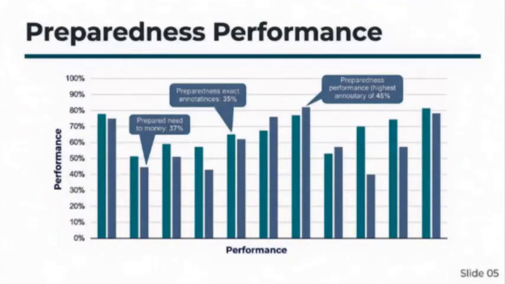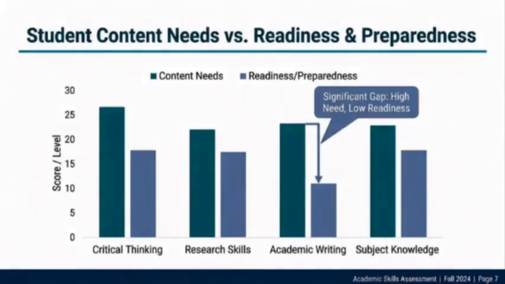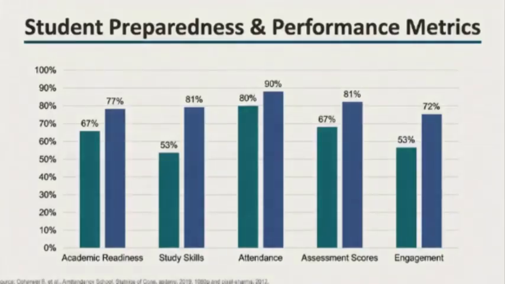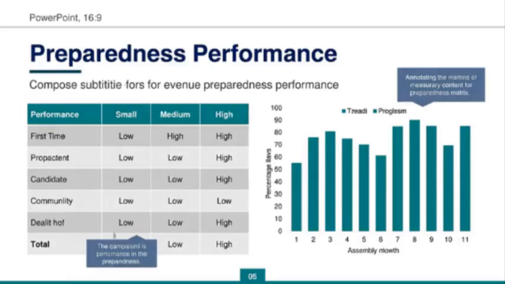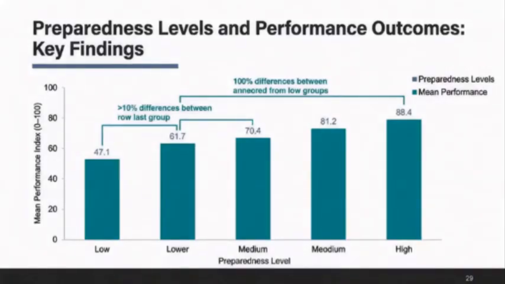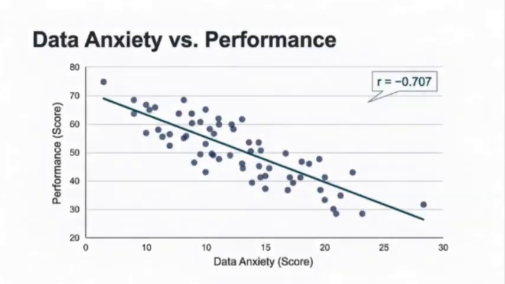The managerial interpretation is direct. Students do not only need more content, they need a stronger sense of readiness before assessment submission. This points toward early diagnostic checks, clearer assessment scaffolding, worked examples, and targeted readiness support before students reach the submission deadline. The second major finding is that data anxiety is strongly negatively associated with performance.